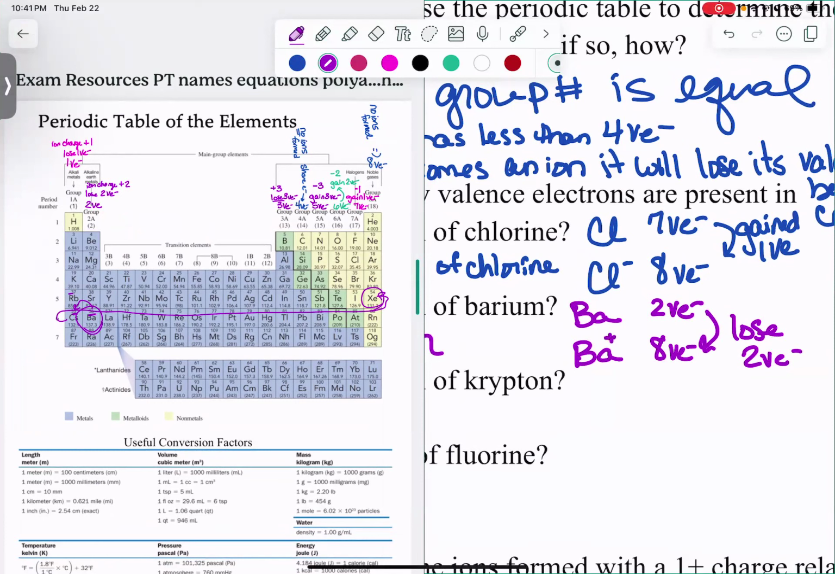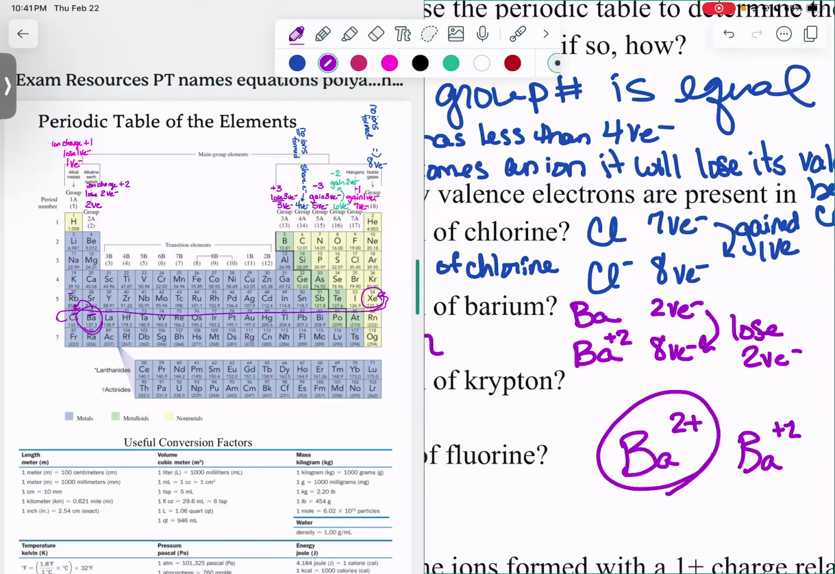And because it lost 2 negative charges, now it has 2 more protons than electrons. And if you'll notice, sometimes the homework system wants 2+. It does not want Ba +2. I'll accept either one, but for your homework, this is the one your homework wants. Okay.